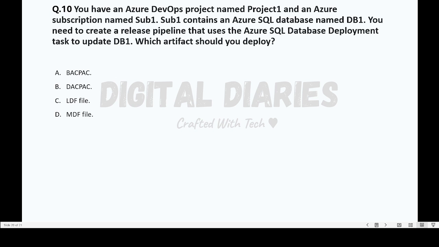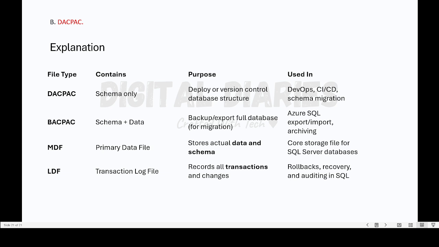You have an Azure DevOps project named Project1 and an Azure subscription named Sub1. Sub1 contains an Azure SQL database named DB1. You need to create a release pipeline that uses the Azure SQL Database deployment task to update DB1. Which artifact should you use? There is a BACPAC file, DACPAC file, LDF file, and MDF file. Let's see the answer. The answer is the DACPAC file.